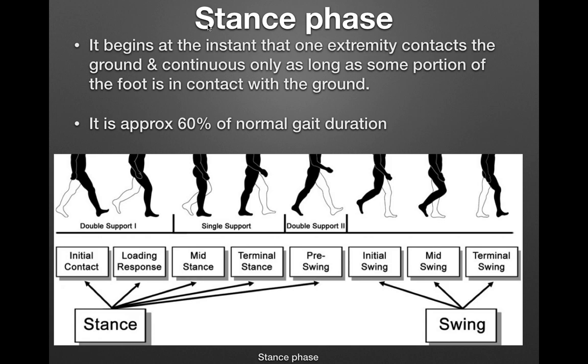So starting from the heel strike, when the heel contacts the ground, then foot flat, your foot flattens, then mid stance, when the whole body weight is transferred to your foot, then heel off, when the heel is going up, and then toe off, when the toe is in the contact with the ground. So all these phases, when at least some portion of the foot is in contact with the ground, is called your stance phase, and it is approximately 60% of your gait cycle.